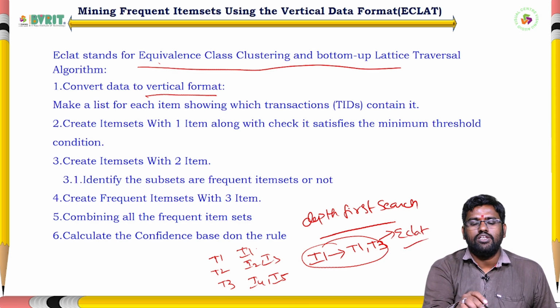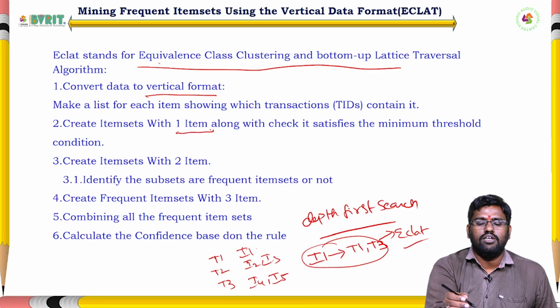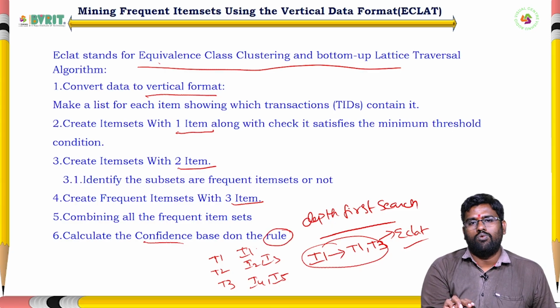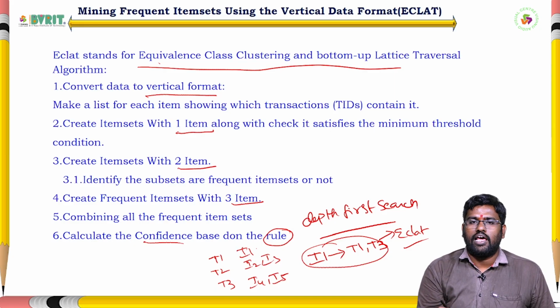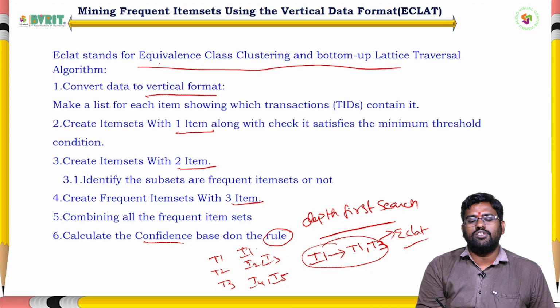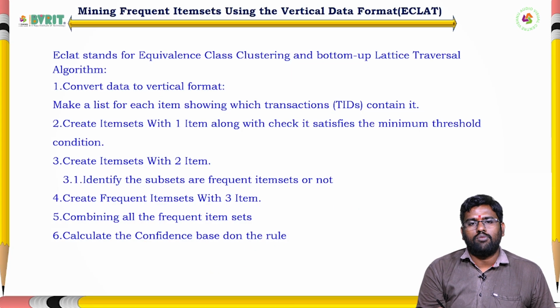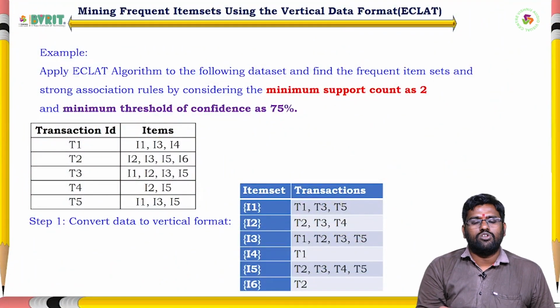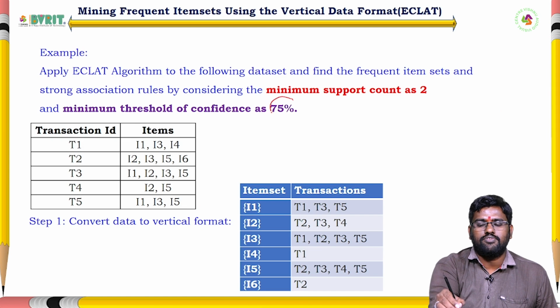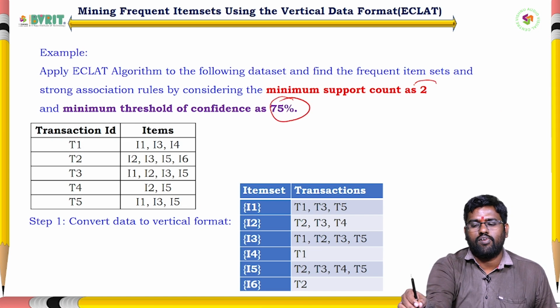After converting, we make the list, then we find the one item sets, then two item sets, and finally three item sets. Based on the confidence we need to implement the rule. How do we calculate the confidence? It is the count of item A plus item B divided by the count of item A. Like that we calculate the confidence value and support value. I will show you one by one, and you will understand the ECLAT algorithm. For example, the minimum confidence value given is 75% and the minimum support count value is 2.